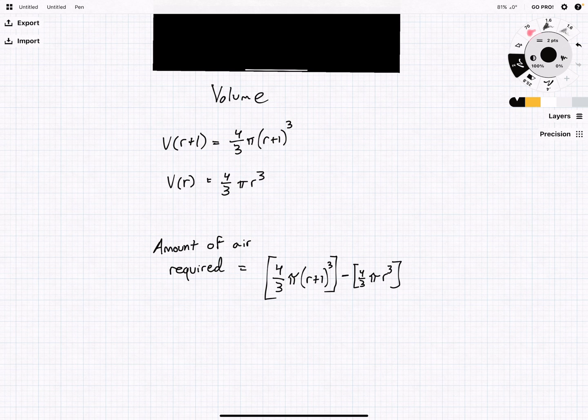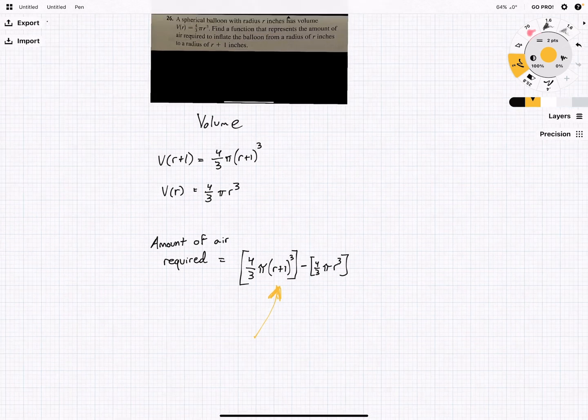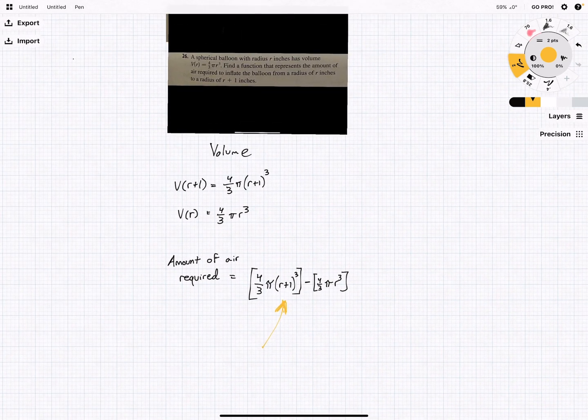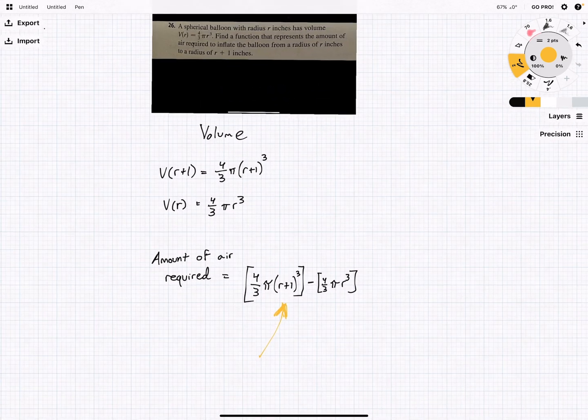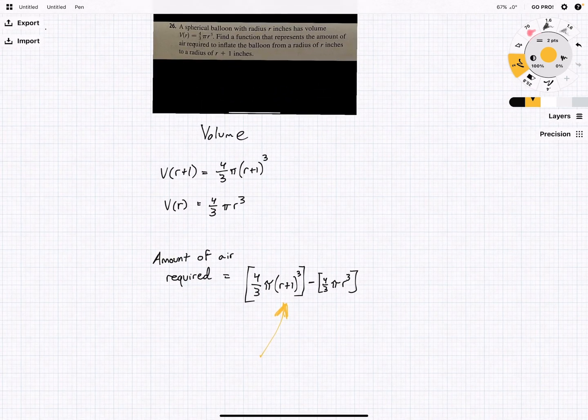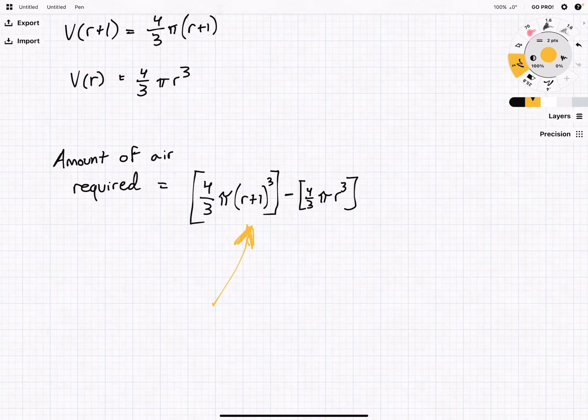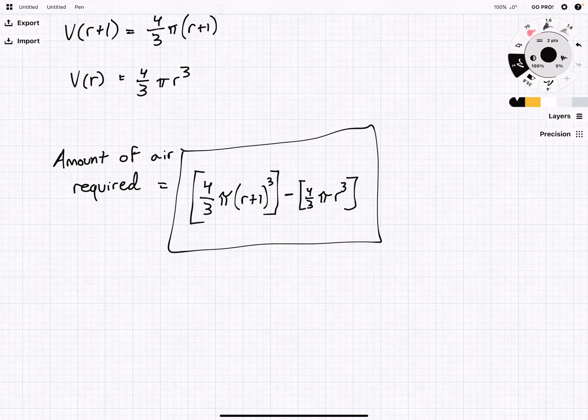You could expand this r plus 1 cubed, then condense everything and simplify it. I'm not going to, because the problem doesn't say to simplify it. It just says to find a function that represents the amount of air required. And so this does do the trick, and it's nice and clean that way. It's not a super long function as if we were to expand it all out. So we'll leave it at that, and that's going to be our function for the amount of air required for some arbitrary radius r.